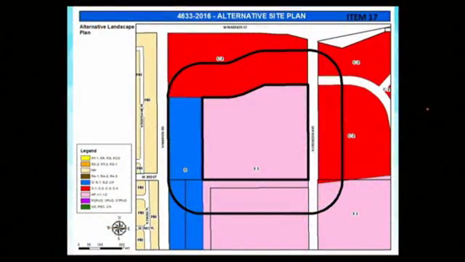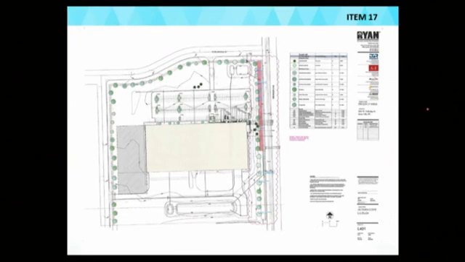Item 17, 4633, 2016, alternative site plan for an alternative landscape and buffer yard located south of West Madison Street and west of North Ebenezer Avenue. The owner here is Ryan Companies. The applicant is requesting to place the required front yard trees, roughly 10 out of the 18 front yard trees along Ebenezer, outside of the required front yard setback.